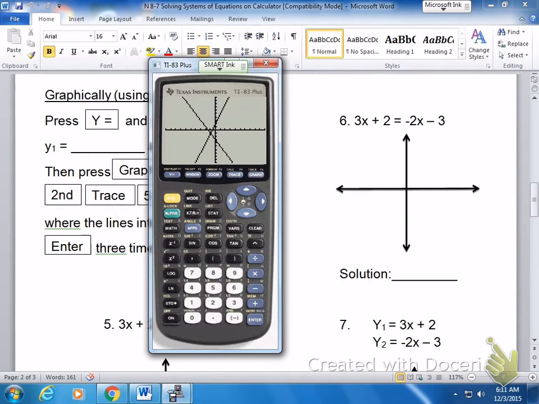And then once you have that, we can go to second trace. We can go to 5, which is intersection. Cursor over pretty close to intersection. Enter 3 times, and it should give you your intersection. Looks like ours crosses at negative 1, negative 1, I'm sorry. Okay, so really not too bad. So let's look at the last one real quick.